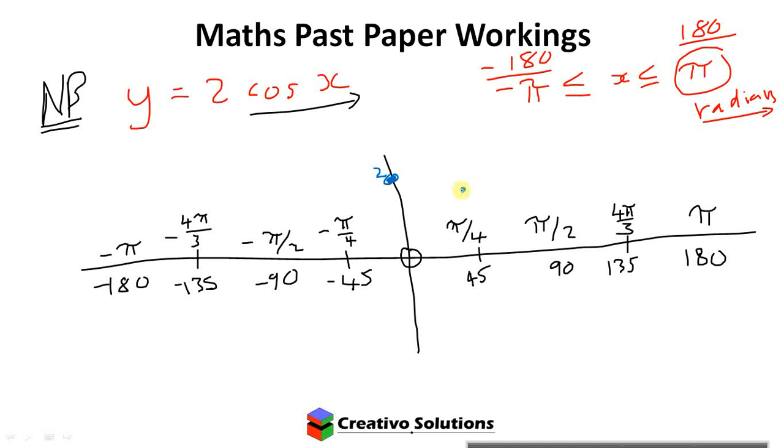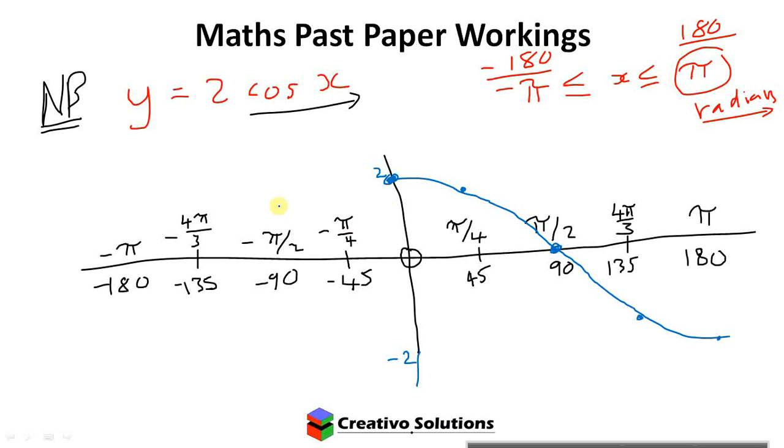Let's put in 90. Gives you 0. Put in 135. Gives you negative root 2. Negative root 2 as a decimal is negative 1.41. So somewhere there. And then this one is probably negative 2. We'll check. 180. Yes, negative 2. And then it goes here, negative 2. Right, so now we're going to draw that. So this will go like this. And then we need to do the same thing on this side, so it'll be a mirror image.